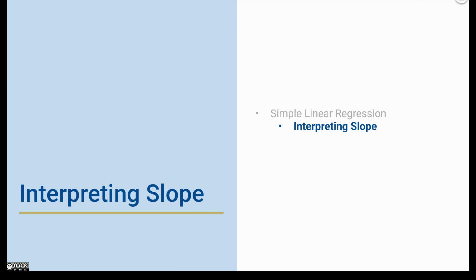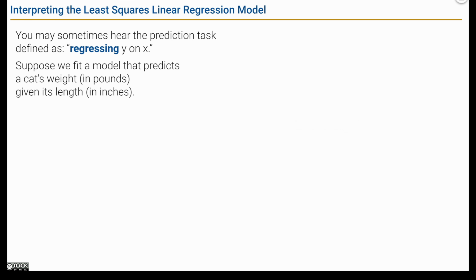Now that we know how to get the simple linear regression model and find our best fit parameters using least squares, let's talk about how we can interpret the result of our model. Sometimes you'll hear this prediction task of using least squares regression as regressing y on x.